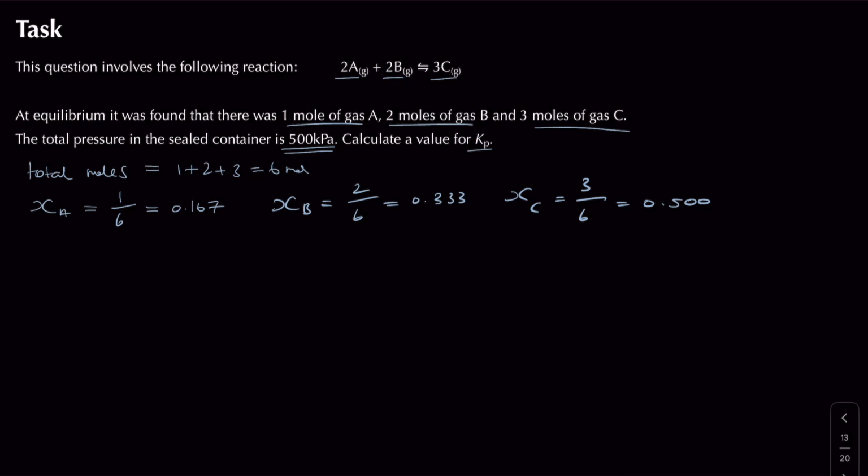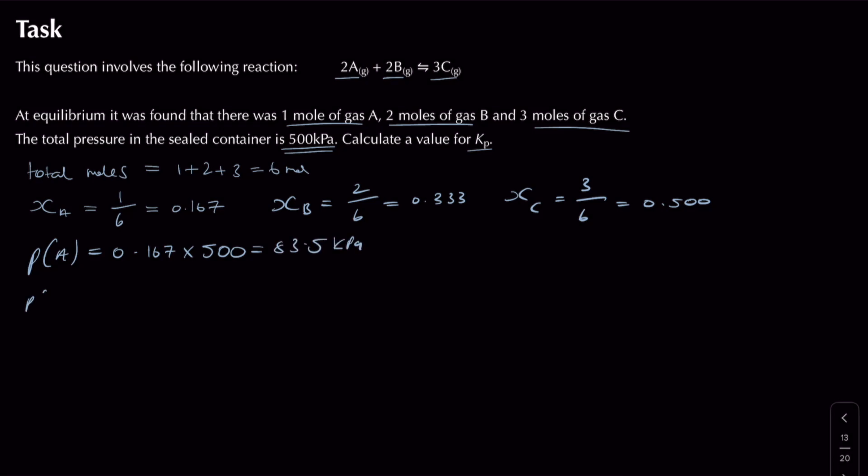Now, the next thing is I'm going to find the partial pressure of A, and that's equal to the mole fraction of 0.167 times the total pressure, which is 500 kilopascals, and that leaves me with 83.5, and it's going to be kPa.